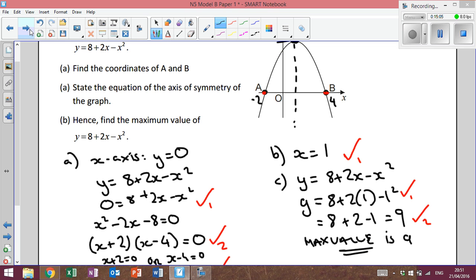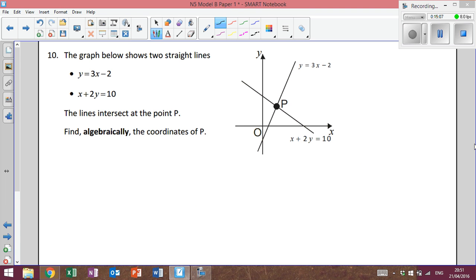Okay, let's move on. We're looking for the graph below shows two straight lines. Those two straight lines intersect at the point P. Find algebraically the coordinates of point P.